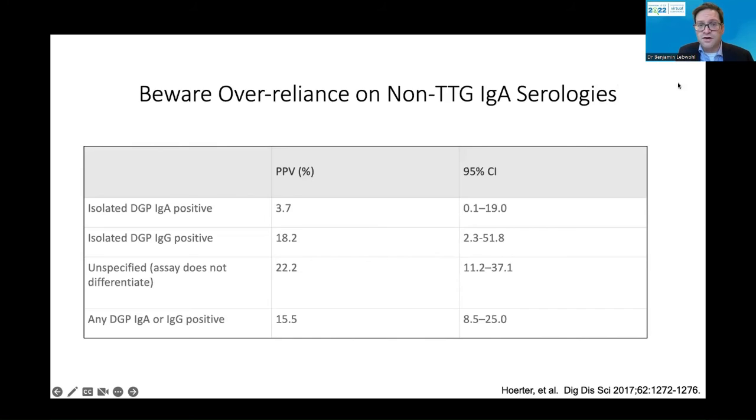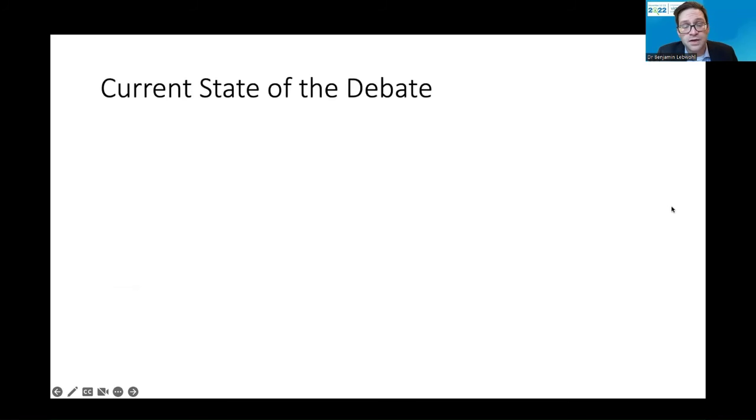There's also a problem of over-relying on these non-TTG IgA antibodies. They can be very useful sometimes, especially in selective IgA deficiency. But when they're elevated in isolation, in other words, they're elevated, but the other ones are normal, most people with that combination don't have celiac disease. If you have any deamidated gliadin peptide positivity, and then you undergo a biopsy while eating gluten, the chance that that's celiac disease is 15%. So certainly greater than someone from the general population picked by chance, but the majority, 85%, don't have celiac disease. So it's certainly not appropriate to rely on just one of those antibodies without confirming it with a biopsy.